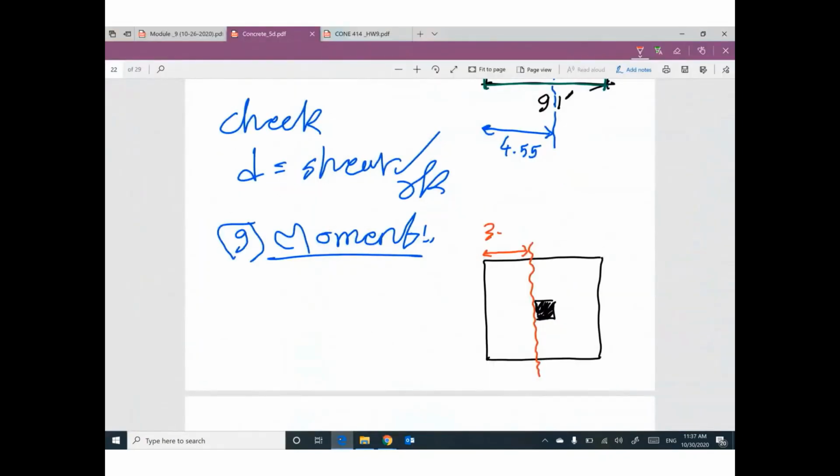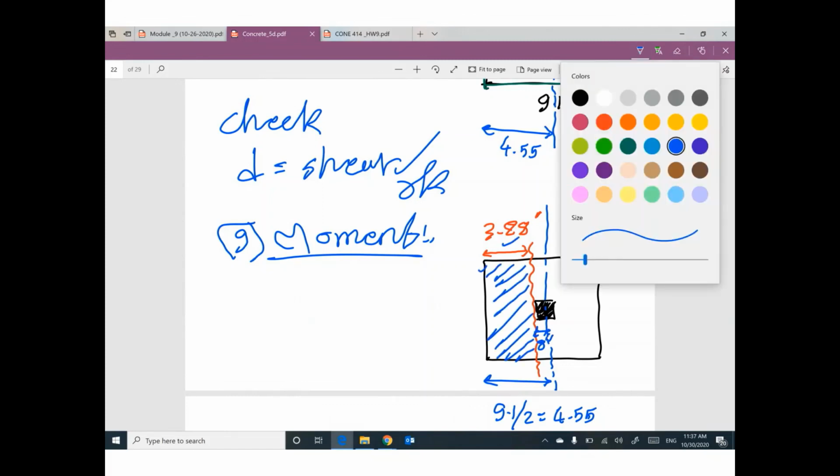3.88. The same approach also: I'm using the center line of the footing. This length is 9.1 divided by 2, which is 4.55. Subtract this little distance, which is 8 inch. Make sure you convert it to feet. Then I can figure out this length. So we have the area.